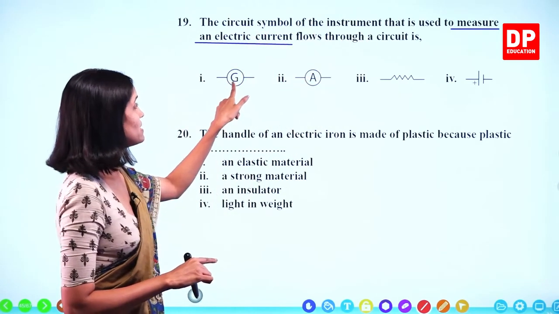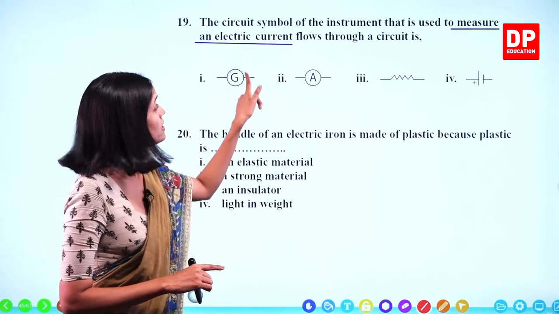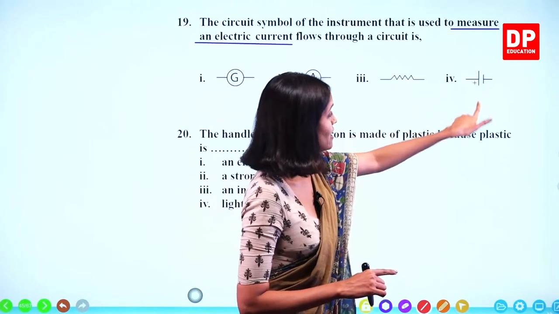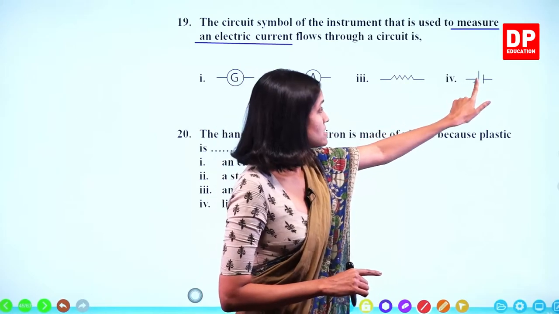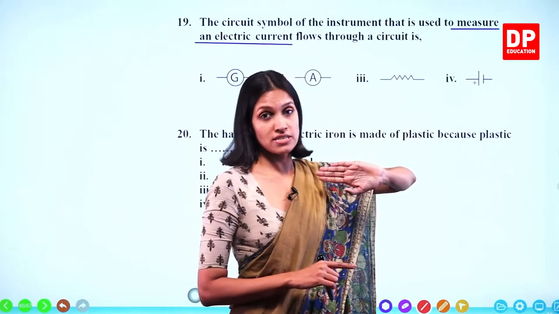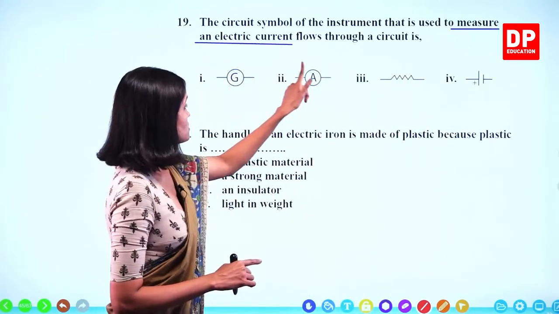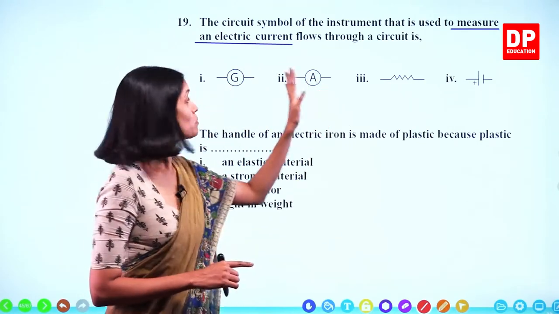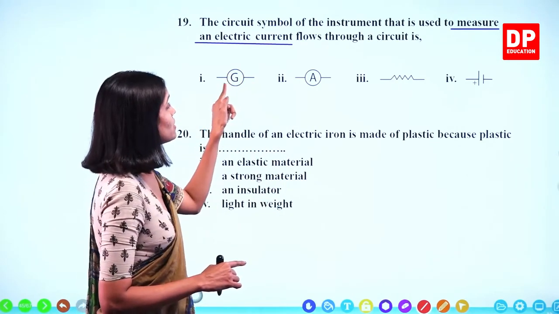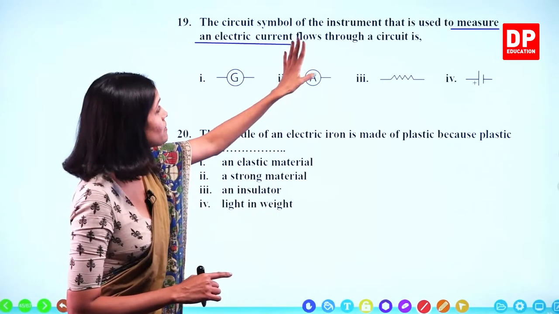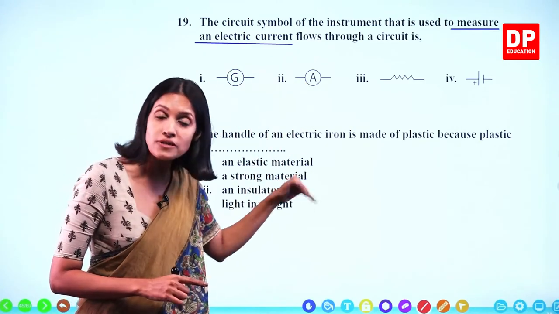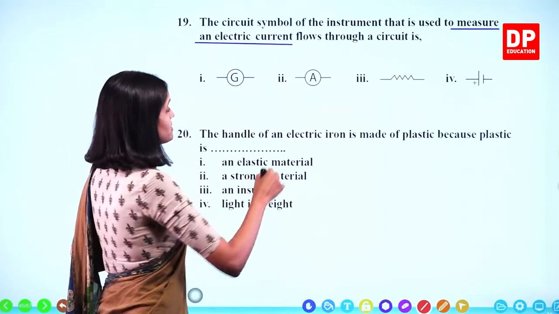Here, what is this symbol? This is the symbol of a galvanometer. This is the symbol of an ammeter. This is for resistors, and you all can see there are two long and short lines. So what is this? This is for dry cell, right? This is for electric cell. We can use this, okay? Out of these two, galvanometer and ammeter, both can be used to measure electric currents. But specifically, galvanometer can be used to measure smaller currents. Here it mentions to measure an electric current flow. Therefore, out of these two, the most correct answer is ammeter.